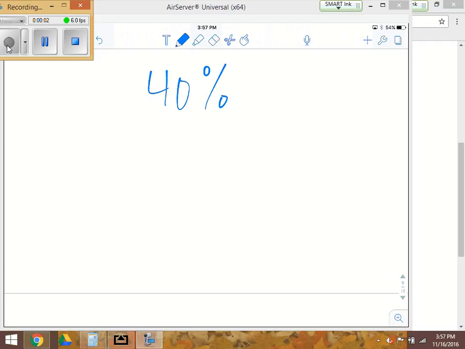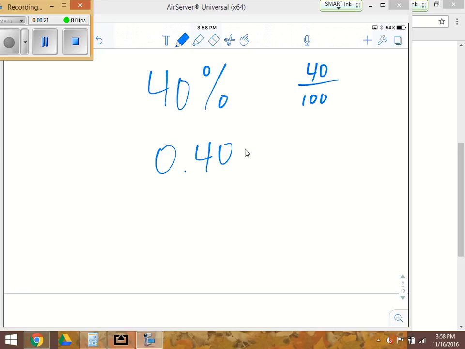Okay, so now when we want to take a percent and turn it into a decimal, we need to remember that a percent, so 40%, is always over 100. So when we think about it that way, 40 hundredths, we would make that 0.40. That looks like 40 hundredths.